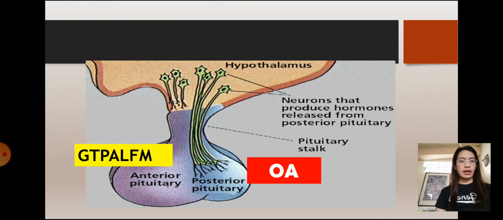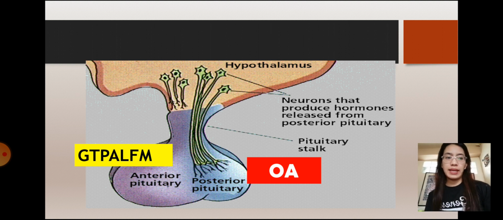Hindi yan ginagawa ng posterior. It will only serve as what? As storage house. Ang gumagawa talaga niyan is the hypothalamus. So kapag nakagawa na si hypothalamus, ibabagsak niya, ibababa niya dun sa ating posterior pituitary gland. Okay? So there you go. Those are the hormones that we should remember whenever we talk about your pituitary gland.